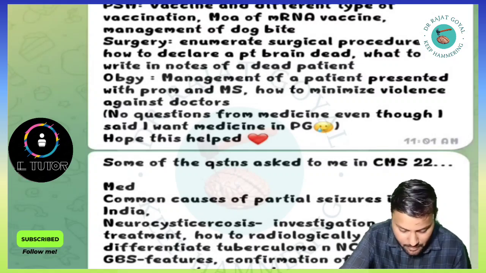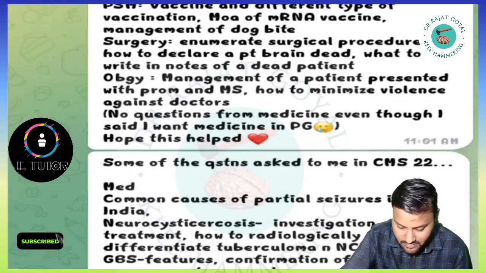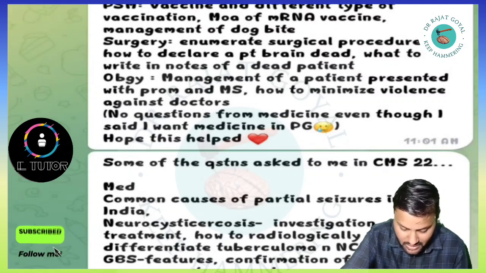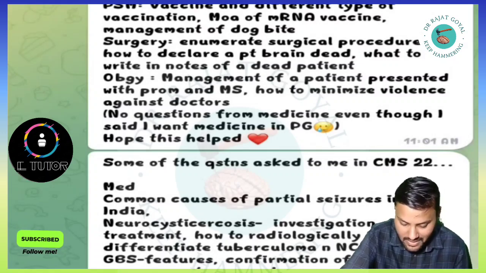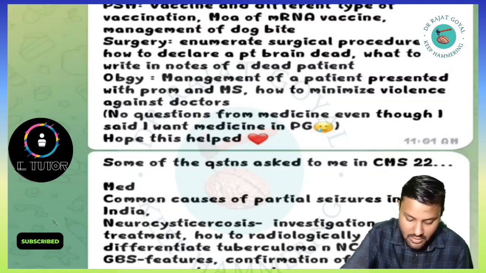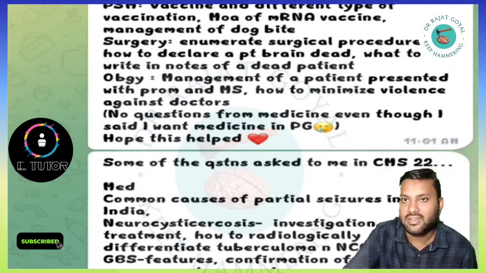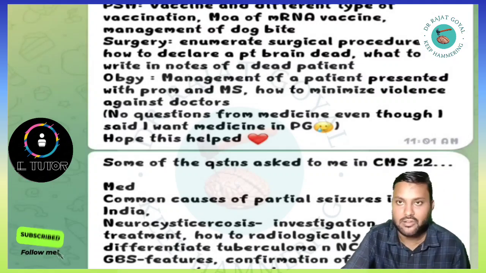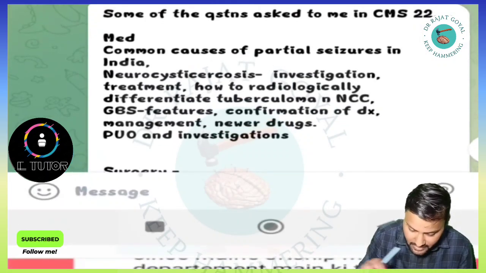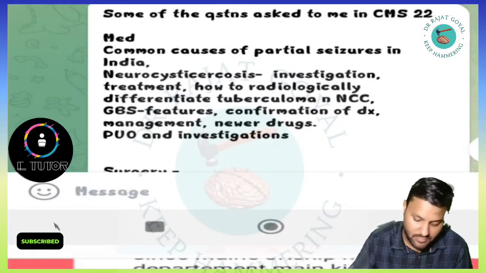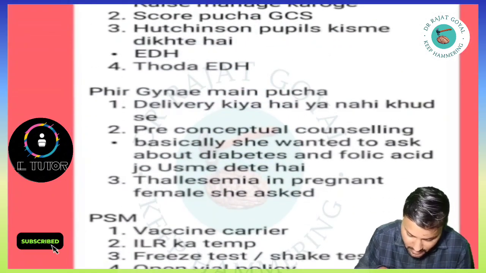Surgery: enumerate surgical procedures, how to declare a patient brain dead, what to write in the notes of a dead patient. Obs Gynae: management of a patient presenting with PROM and MS, how to minimize violence against doctors. This is a basic question, and they can ask you about the recent incident at RG Kar College, Kolkata. So you have to be prepared with this answer also. In medicine, common cause of partial seizure in India. We have already discussed this topic.